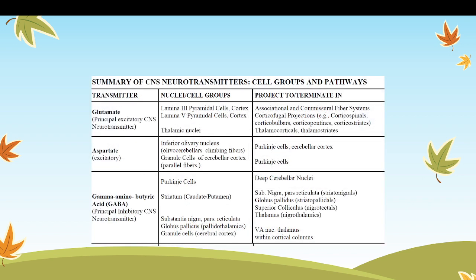Summary of all the CNS cell groups and pathways. You can see glutamate in layer 3 of the pyramidal cells in the motor system. And aspartate: the inferior olivary nucleus, the Purkinje cells in the cerebellar cortex. Gamma aminobutyric acid, you can see in the Purkinje cells, the caudate, the putamen, the striatum, and the deep cerebellar nuclei, the basal ganglia, the thalamus.